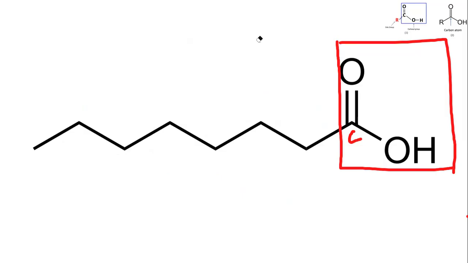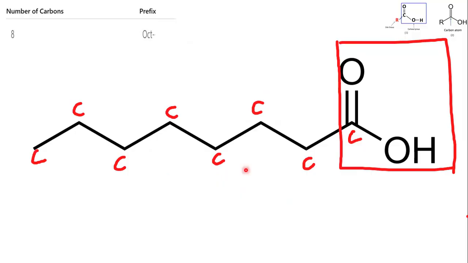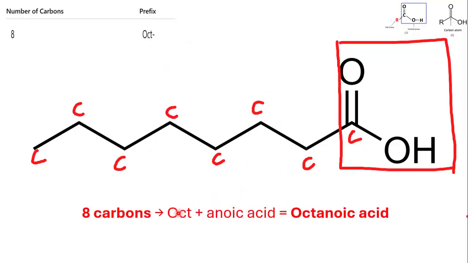This is going to be 1, 2, 3, 4, 5, 6, 7, and this is 8. So we have 8 carbon atoms. What does that mean? Well, 8 carbon atoms means we are dealing with oct. It's oct because it's 8 carbons, and anoic acid because we're dealing with a carboxylic acid. So octanoic acid. The common name for this one is caprylic acid.